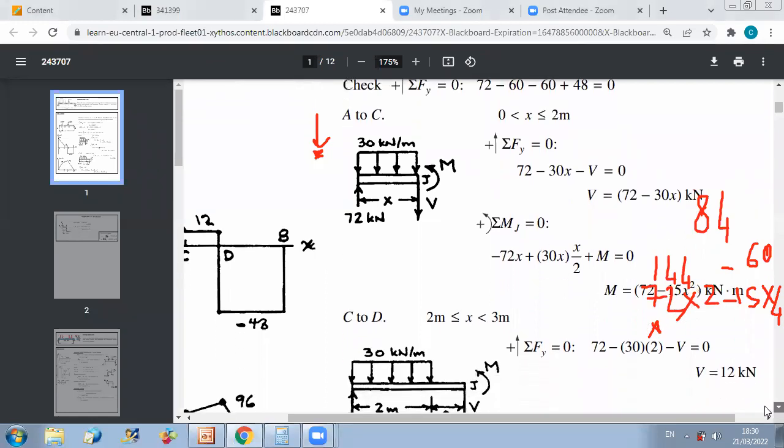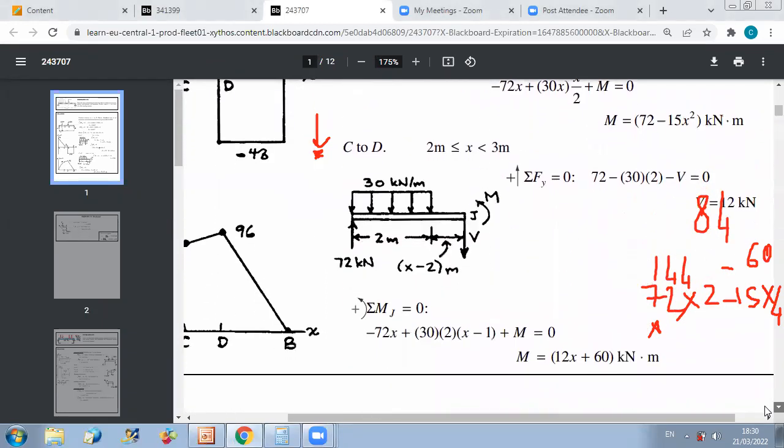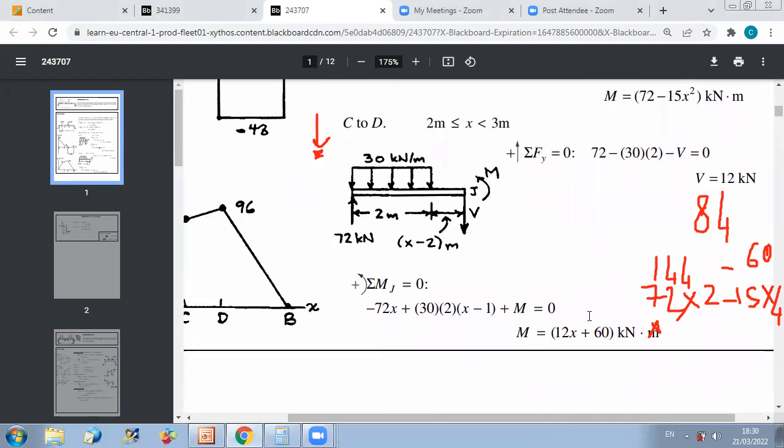So in section 2, we got the expression of bending moment is 12x plus 60. If you replace x by 2 here, you'll obtain exactly the same result. Okay, so 12 times 2 is 24, plus 60 it's 84. So everything is going well. I have continuity in bending moment as expected.